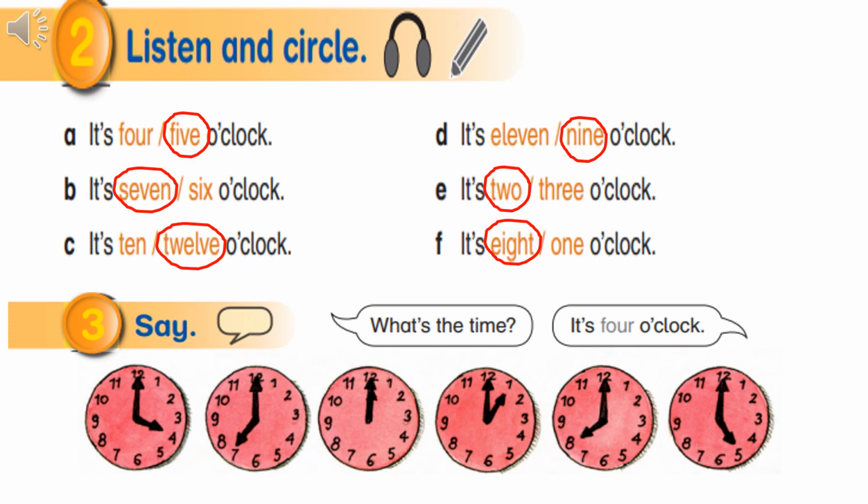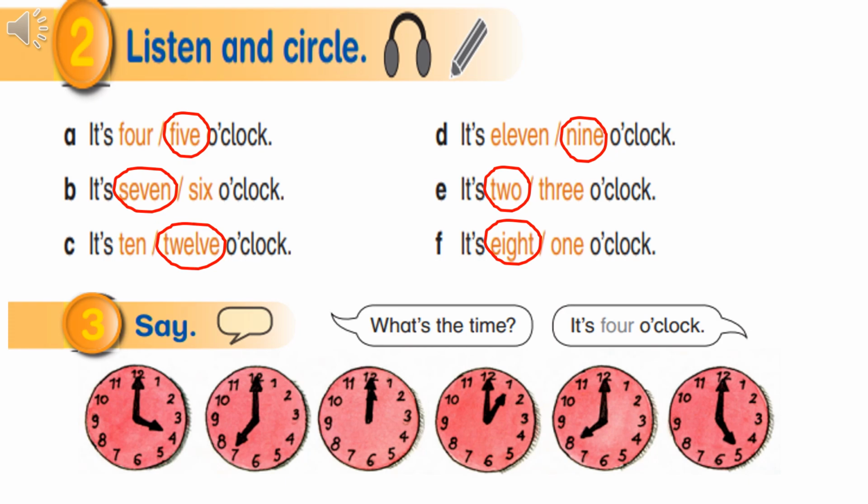The third clock, tell me, what's the time? It's 12 o'clock. Great. And the fourth clock, can you tell me what's the time? Yes, it's 1 o'clock. Excellent.